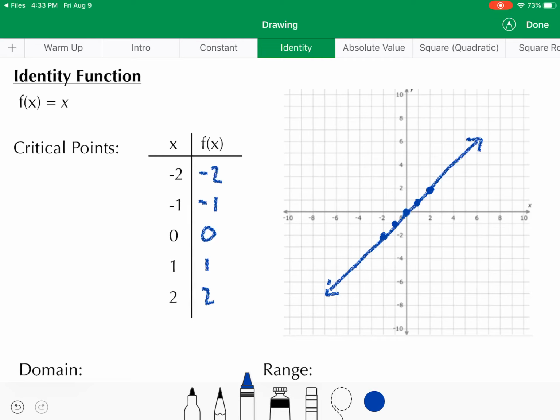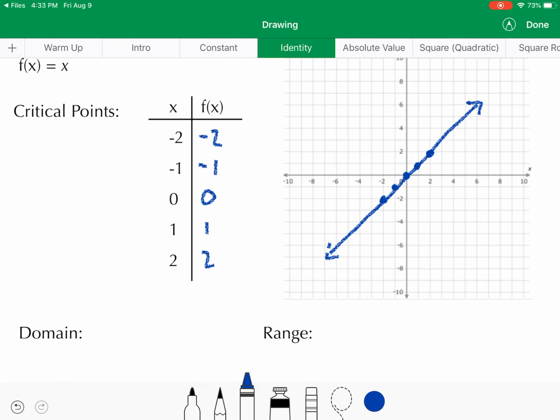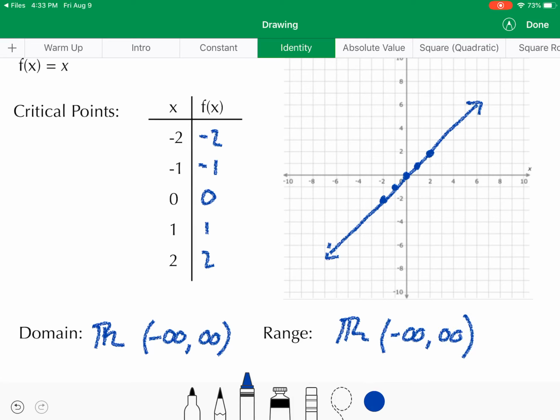Okay. And I think you can see why it's called the identity function. Notice the input value of -2 results in the same output value of -2, so it's not changing identity, so to speak. Okay. Domain is all real numbers. I could have plugged any value in for x. And the range is also all real numbers.